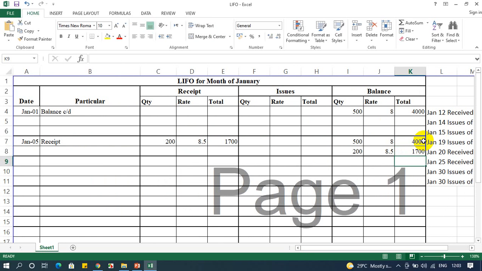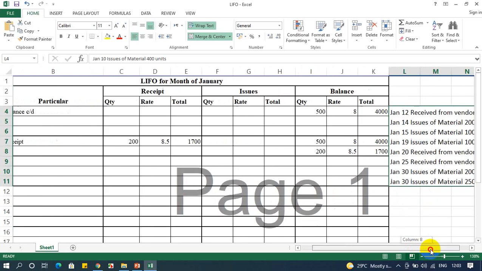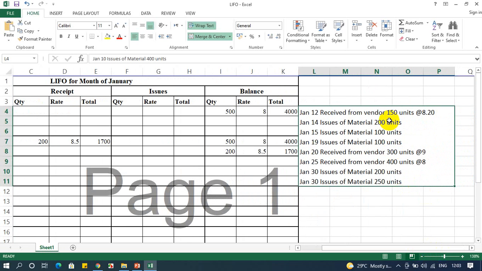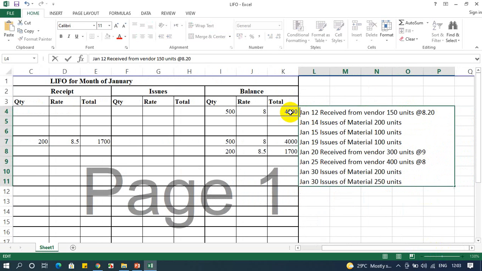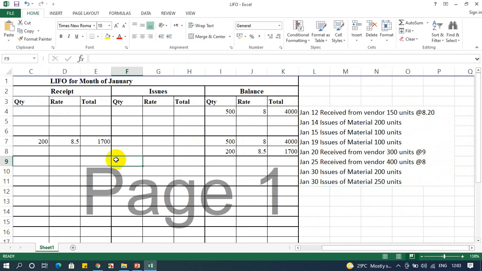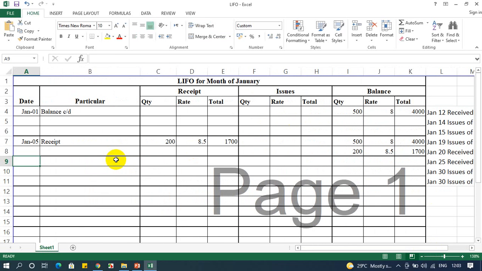So this is how it left with us. Now coming back again, we have an issue on January 10, issue of material 400 units. So we are selling some of the material, which is 400 units. So how to sell it? So writing January 10, right? Here we have the issue column, so under the issue column we will write down that we need to issue 400.